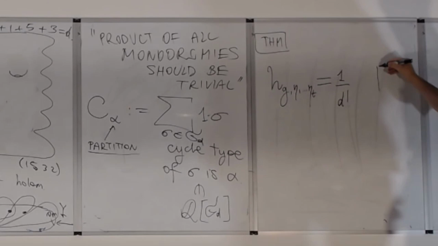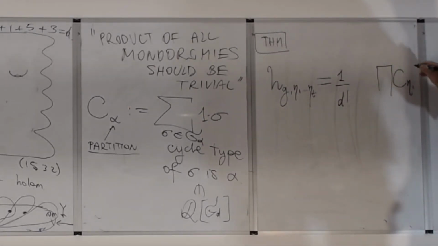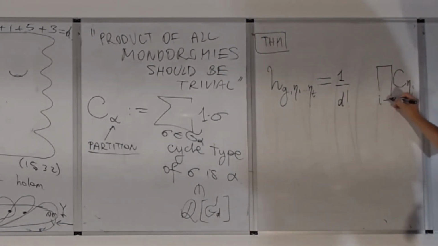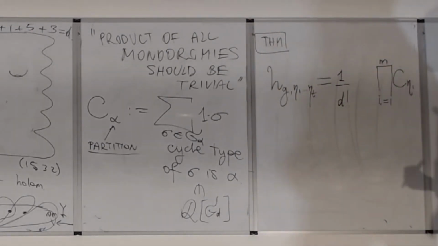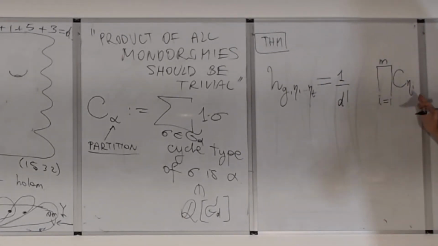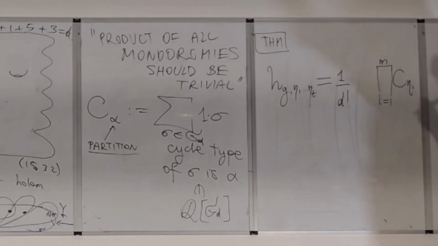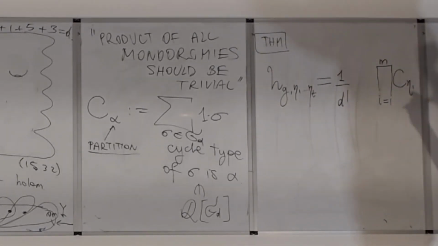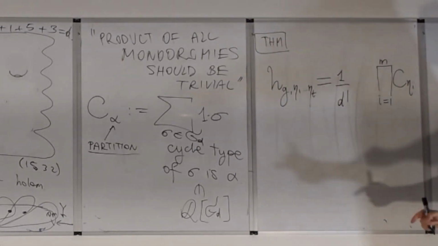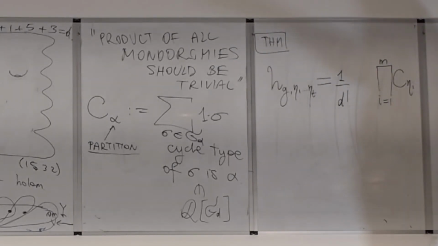You take the product of all the C_eta_i, i from 1 to m. And then here, what do you need to do? So let's think a little bit. Inside the C_eta_i, there are all the possible ways to fill that partition with a permutation with that cycle type. So I consider the formal sum of all possibilities, and I'm taking the product of all of them.